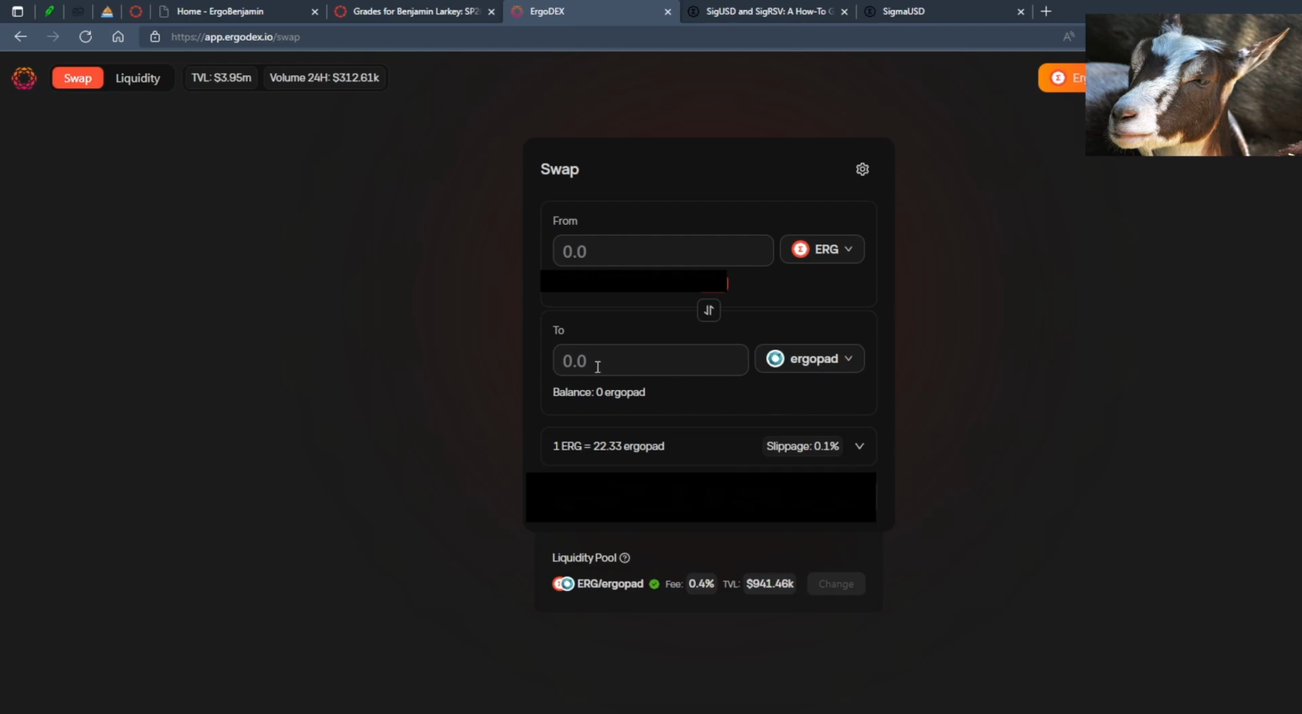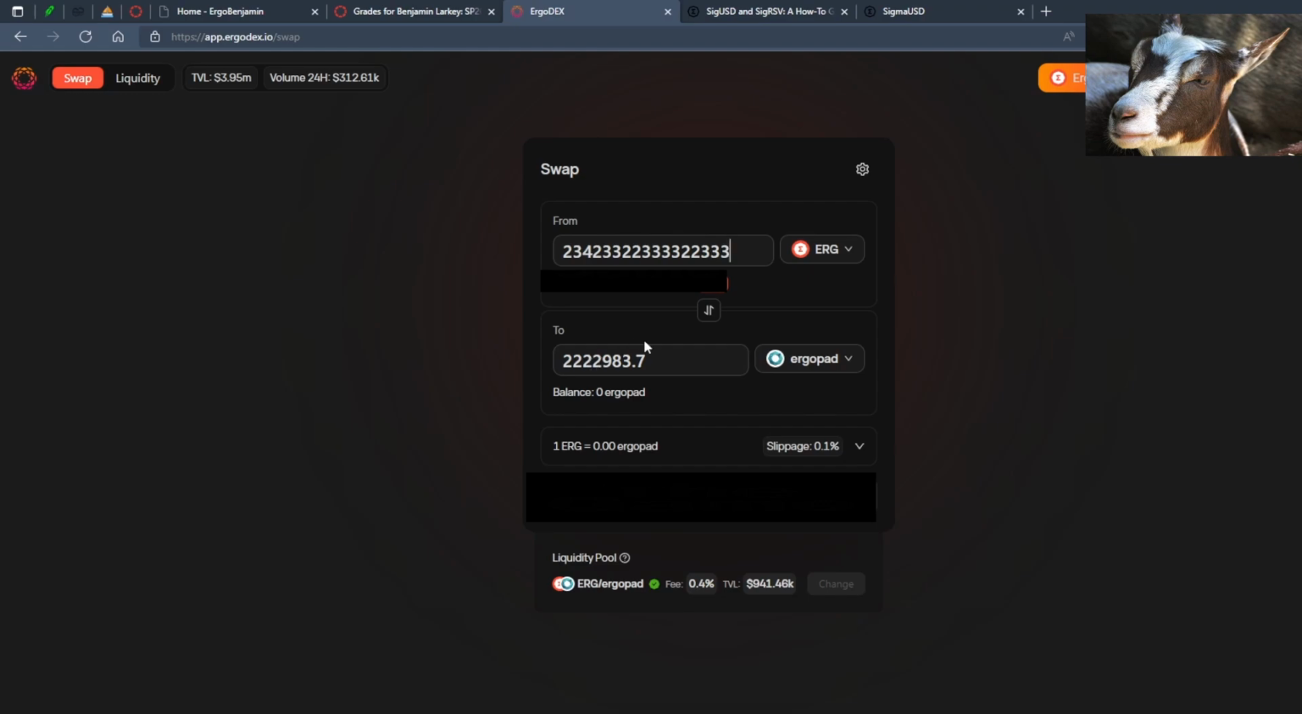Now, obviously, you would enter in an amount of Erg. Let's say you had 78 Erg. This would be the amount that you'd get, right? 2, 3, 4, 5, 6, it doesn't matter how much you put in there. It'll show you exactly how much you can get as far as ErgoPad.